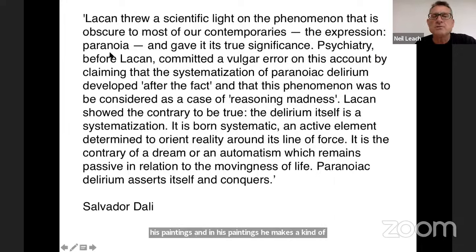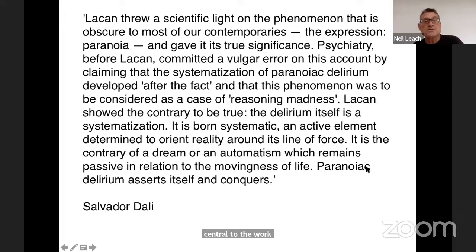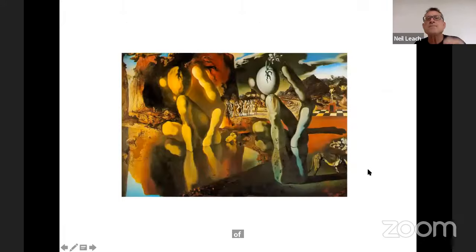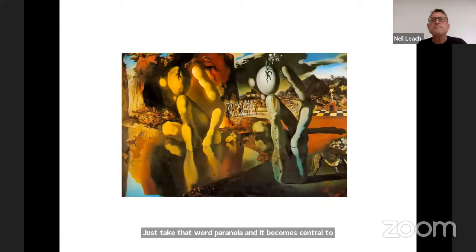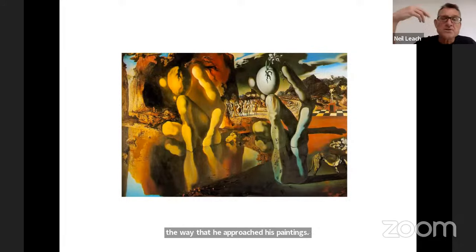Paranoia is central to the work of Lacan. And so I won't talk about this in detail. Just take that word paranoia, and it becomes central to the way that he approached his paintings. So here is the Narcissus myth. And of course, Narcissus was central also to the work of Lacan.